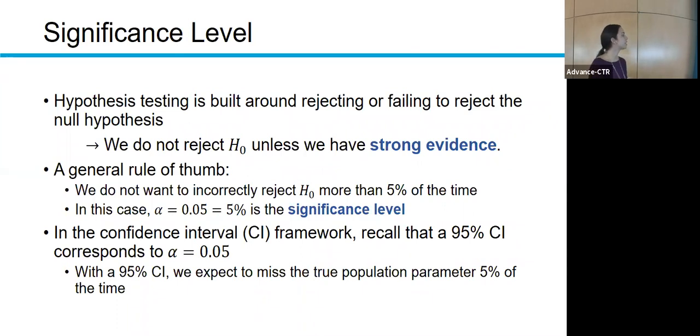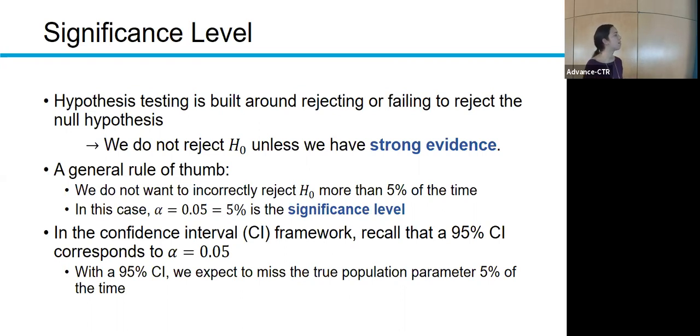So hypothesis testing depends strongly on, as I mentioned, the evidence that we have against rejecting the null or failing to reject the null. We don't want to be rejecting the null unless we have a strong amount of evidence showing that the alternative might be true. And again, the amount of evidence that you need is really going to depend on how you weigh these type 1 and type 2 errors.